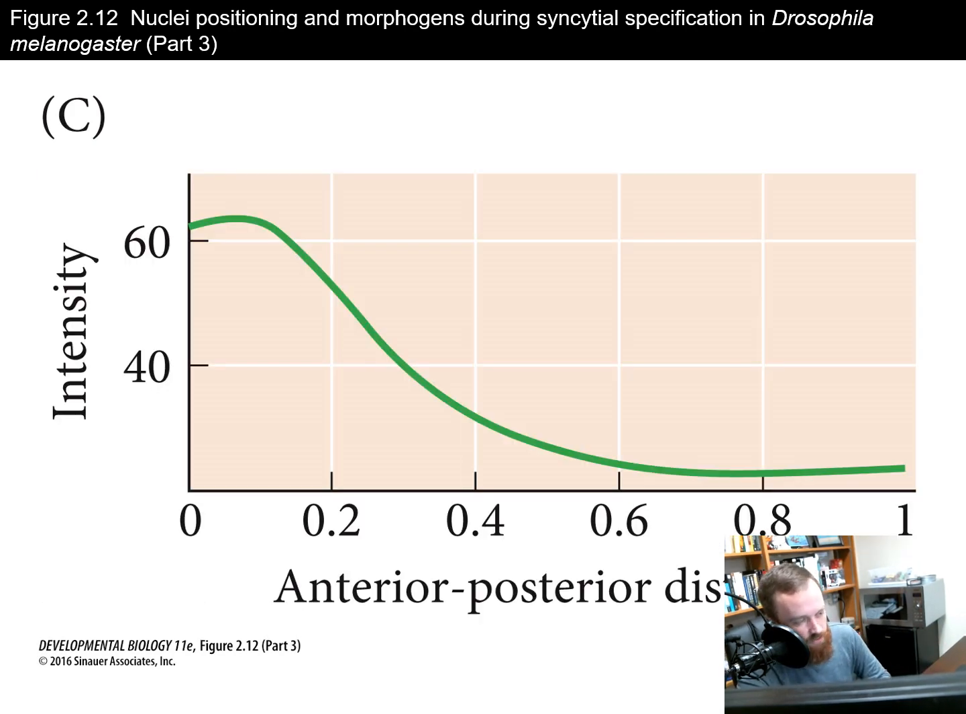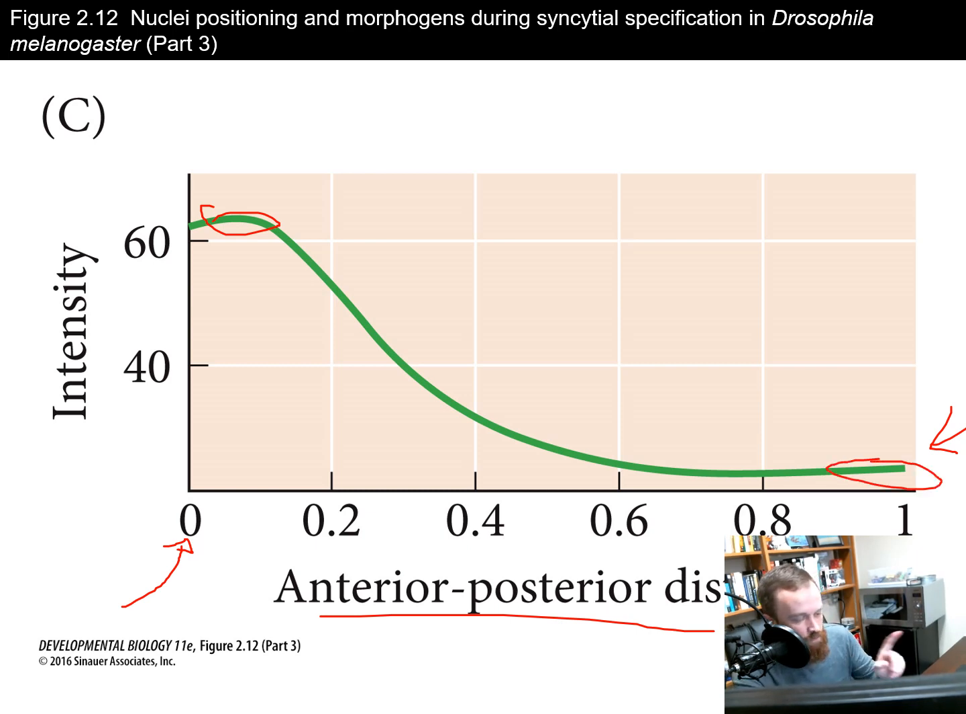So we can graphically represent this gradient of bicoid across the organism. We see the anterior-posterior distance here on the bottom, and we see that at the very anterior end we have a very, very high concentration of bicoid, and as you proceed to the posterior end we have a much lower concentration of bicoid. Now the question becomes, once you get to about 0.6 away from the anterior position, this level of bicoid is pretty similar, right?